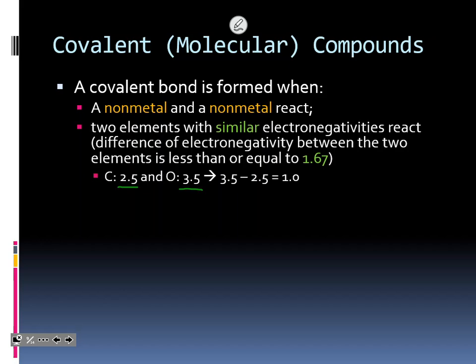Ones with high electronegativities are very reactive, like fluorine, which is the most electronegative element on the table. Oxygen is second to fluorine in this case. But if you do the difference here, the difference is only 1. 3.5 minus 2.5 gives you 1 as the difference, which is less than 1.67, so it puts it in the covalent category.